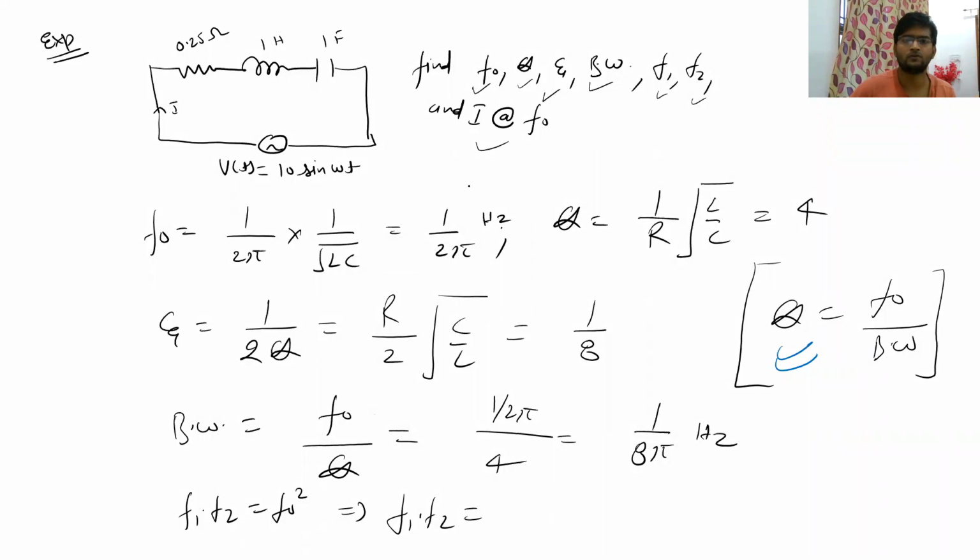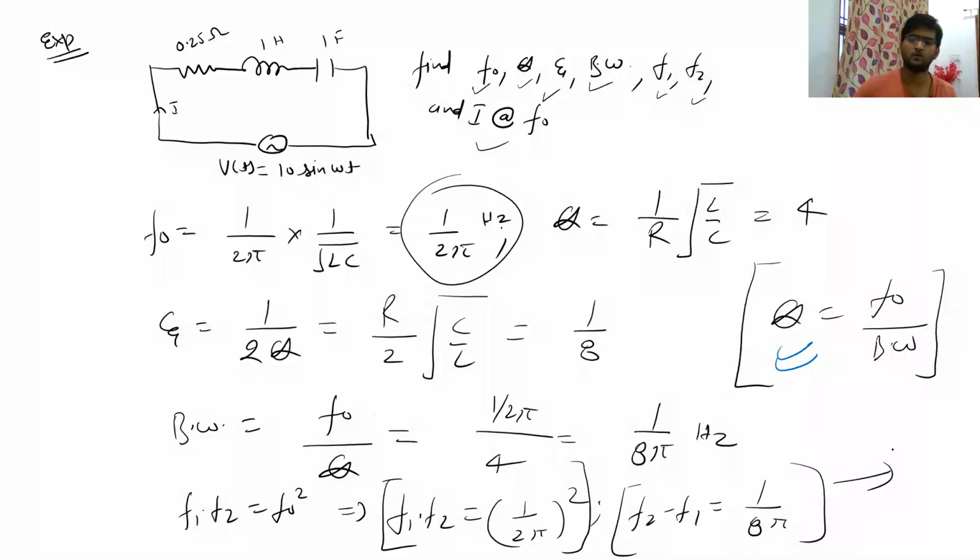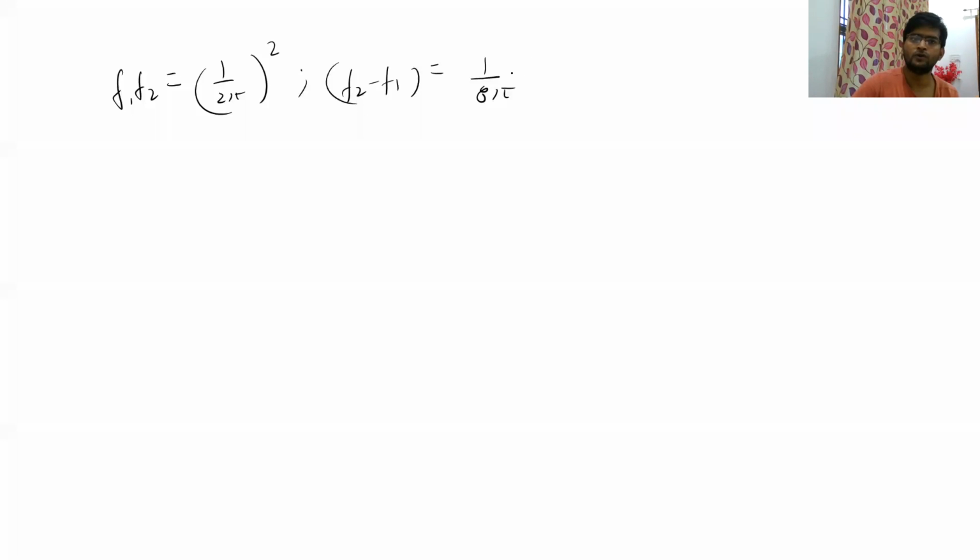Your f naught is 1 upon 2 pi, so it will be 1 upon 2 pi squared. Also, you know that your bandwidth f2 minus f1 came out to be 1 upon 8 pi. So from this and this, we are going to find the value of f1 and f2. So how to find it?